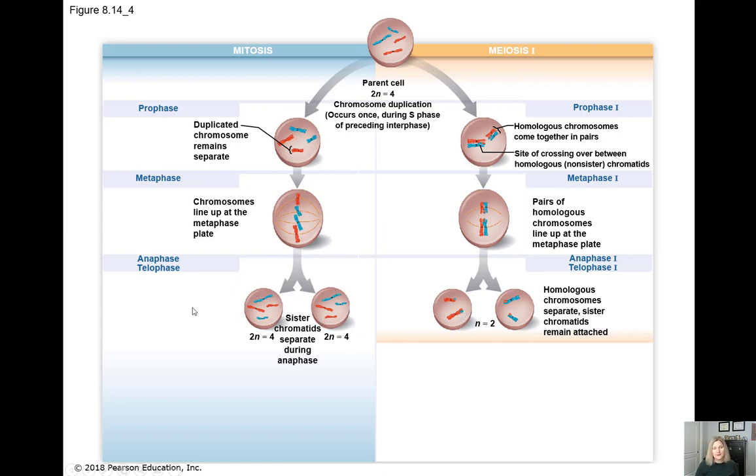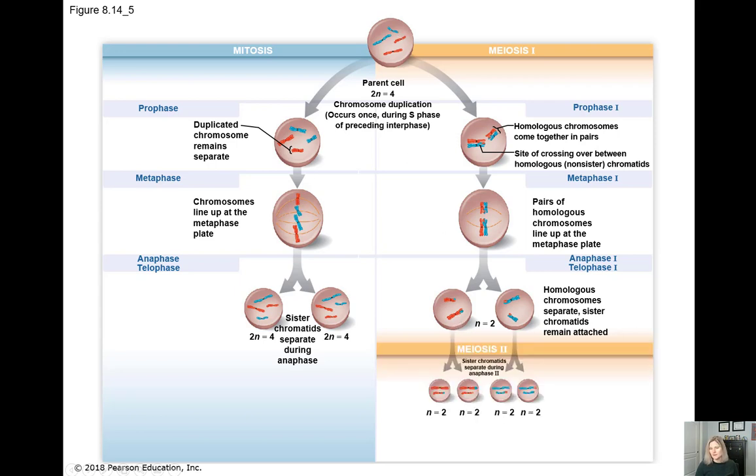At the end of telophase in mitosis, you still have 1, 2, 3, 4 chromosomes in each daughter cell, and it looks just like the parent. At the end of telophase part 1 in meiosis, you have only 1, 2 chromosomes. You have half as much as the parent, and those sister chromatids are still attached. So you have to undergo meiosis part 2 to move them apart. At the end of meiosis part 2, you have 2 chromosomes in each cell, so half as much, and you have 4 cells instead of 2. So they're haploid.